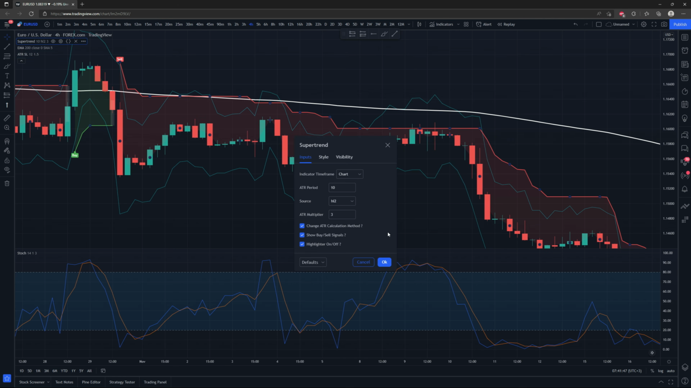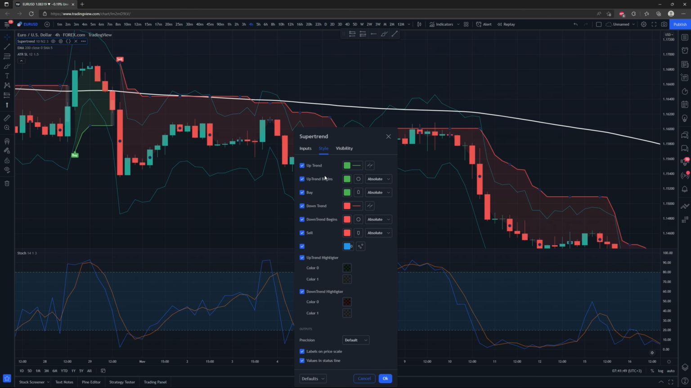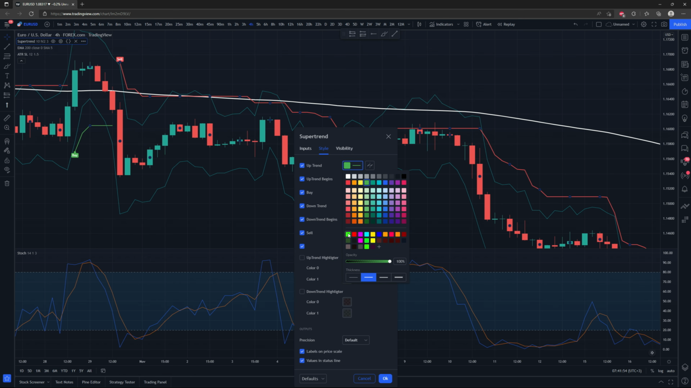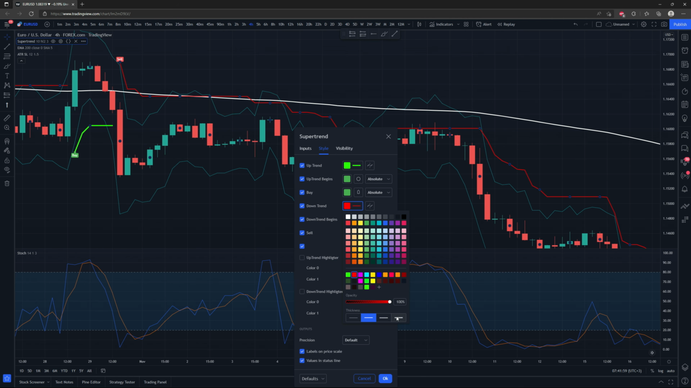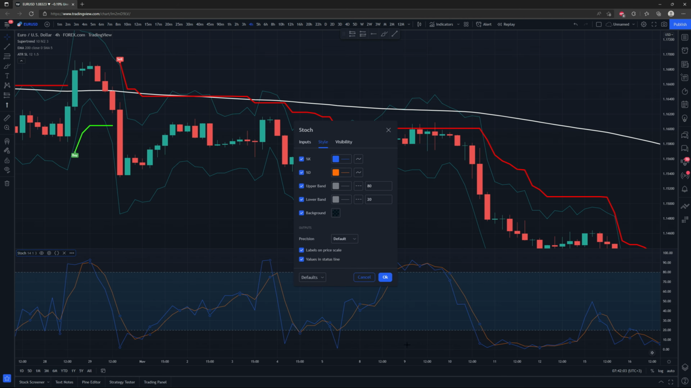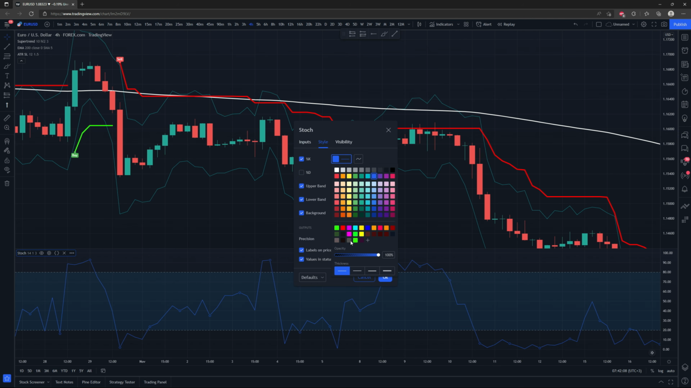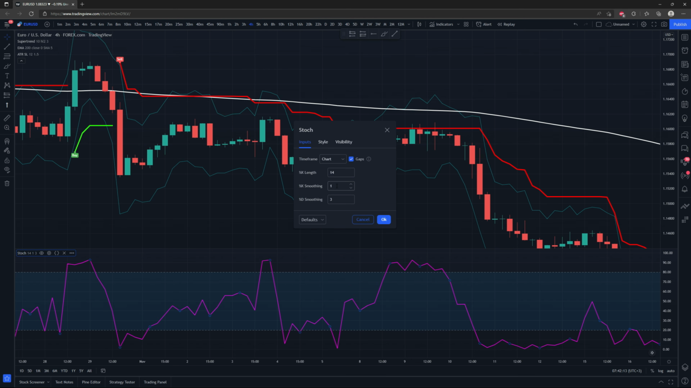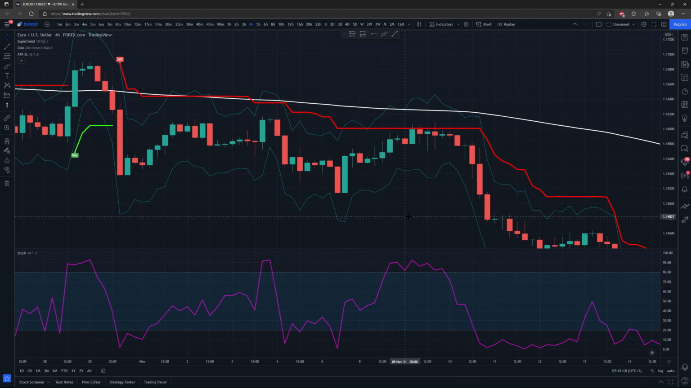For the super trend, we'll keep the settings at default, but I do like to get rid of the downtrend and uptrend highlighter. I also like to make the uptrend line thick and much brighter, as well as the downtrend line as well. And then we'll finally go to our stochastic, where we're just going to keep the stochastic K, so we'll get rid of the D, and we'll make this more of a bright purple just so it's easier to see. We'll keep the default settings here, 14, 1, and 3. And that's our indicator setup. Now we can cover the rules for entering a trade.